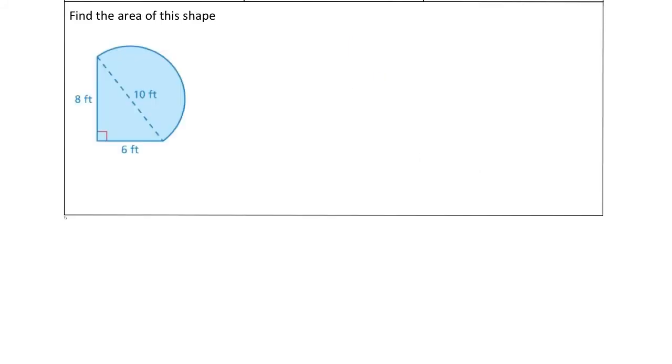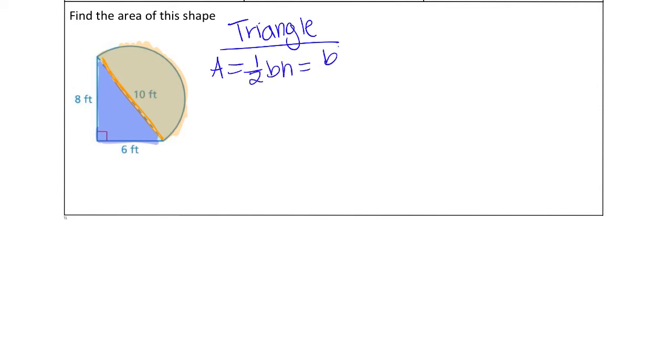Right, next one, find the area of this shape. It's kind of already broken down for us, which is nice. So we have a triangle and a semicircle, same as when we did it with perimeter. So we're going to start with the triangle. Take a second, write down the formula for the area of a triangle. Area of a triangle is 1/2 of the base times the height, or you might have written it base times height divided by 2.